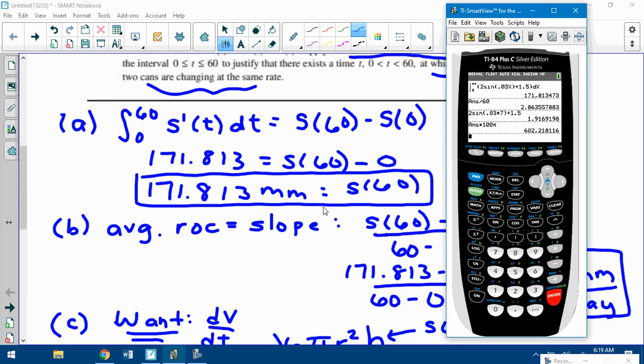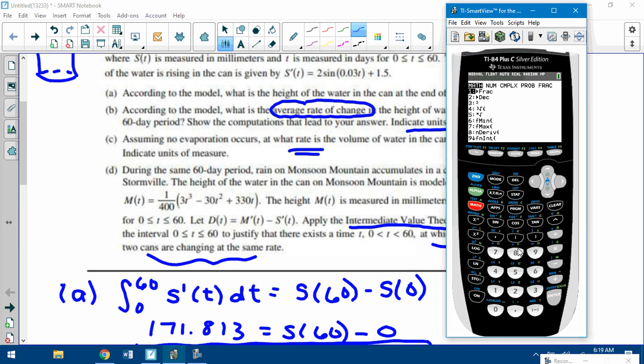So to find m prime of 0, all we have is m right now. So if I do math 8, the derivative of 1 over 400 times 3x cubed minus 30x squared, but not in the exponent, sorry about all this, plus 330x. Evaluated at x equals 0, so that's 0.825-ish.